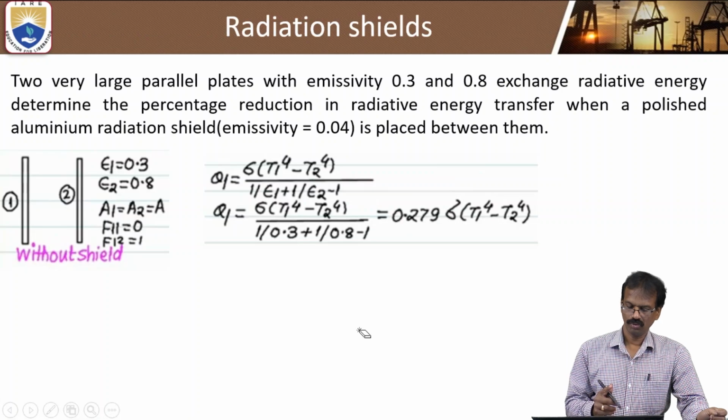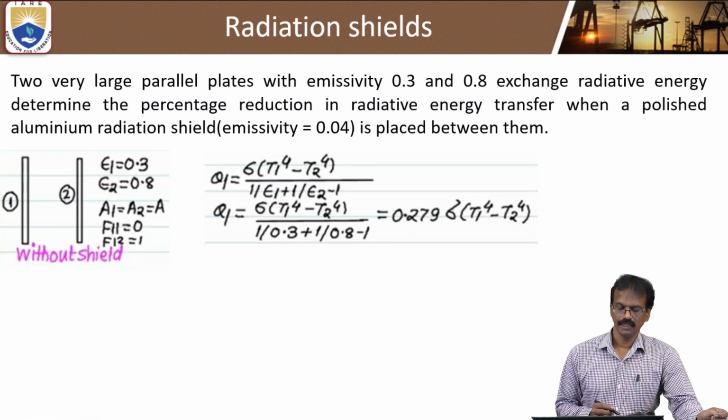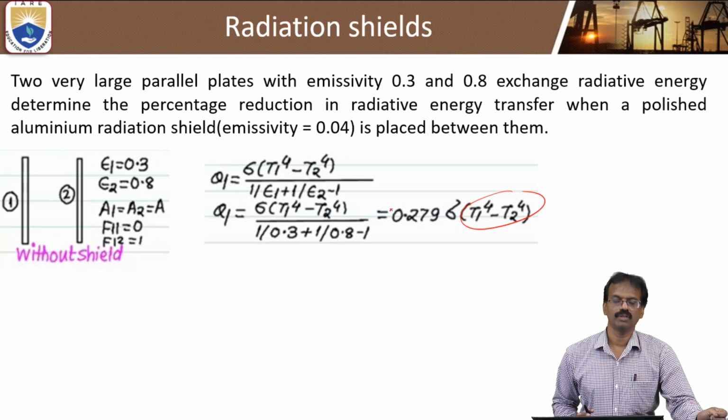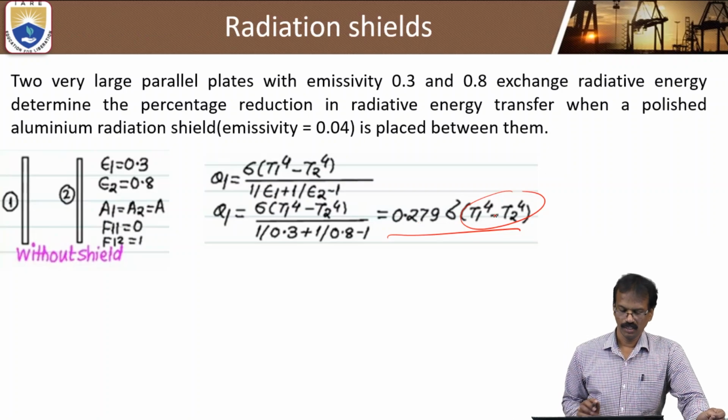So Q12 is equal to sigma into T1 to the power of 4 minus T2 to the power of 4 by 1 by epsilon 1 plus 1 by epsilon 2 minus 1. So this is the value. Here the temperatures of both the plates are not given, so you can keep it like this. So this value is 0.279 into sigma into T1 to the power of 4 minus T2 to the power of 4.